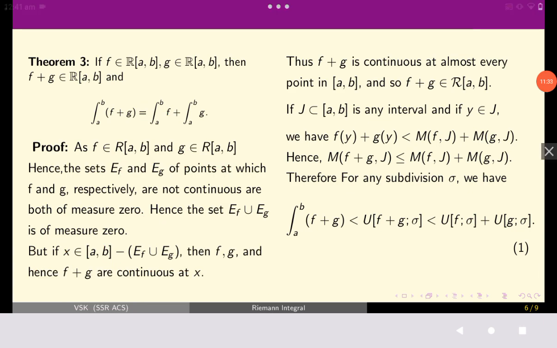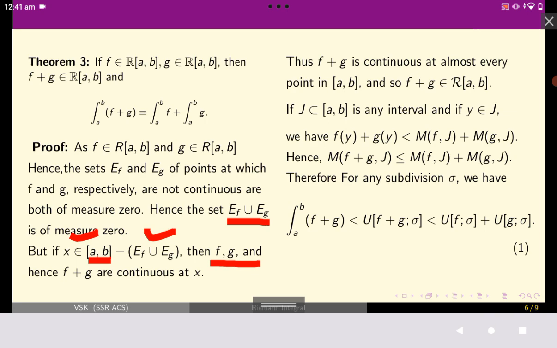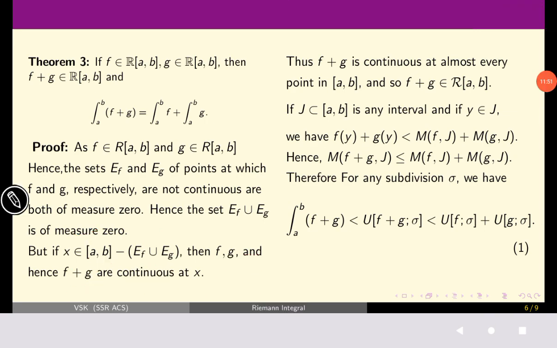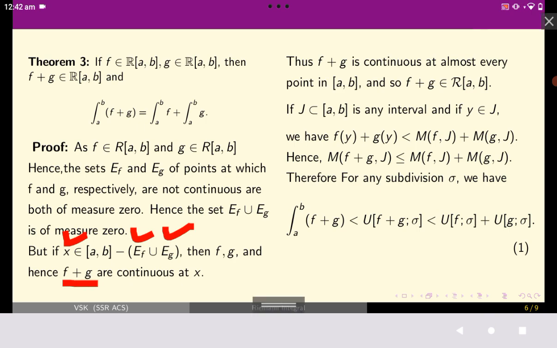So we have obtained that E_f and E_g are of measure 0. Now if we take any point x which lies in [a,b] but not in this set, that is x belongs to [a,b] minus the union of E_f and E_g, then f, g and hence f plus g are continuous at x. Why is this so? Because this x does not lie in E_f, and it does not lie in E_g. So f and g are continuous, so f plus g is also continuous at x.